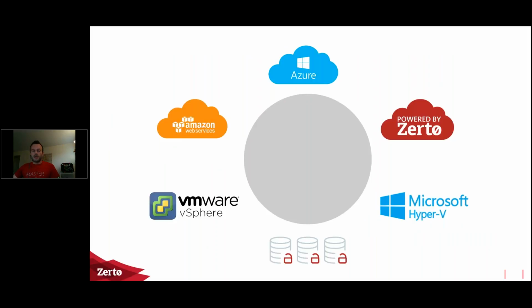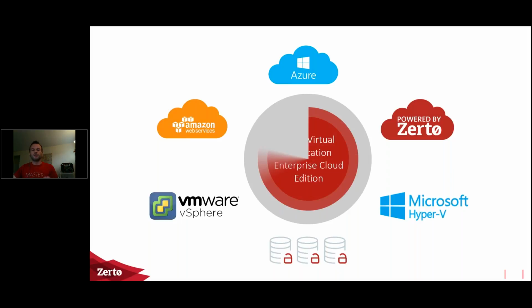Now, the next big announcement I have is if you have this capability where you can replicate between any different storage array, you can go from vSphere to Hyper-V, Hyper-V to vSphere. You could go to Amazon, Azure, a Zerto cloud service provider. This needed a new way of licensing Zerto, one that was future-proof and that allowed you to utilize all these different use cases and have a hybrid cloud architecture. So my second big announcement is the new version of Zerto Virtual Replication called Enterprise Cloud Edition.